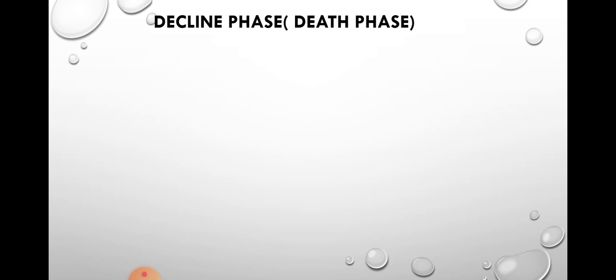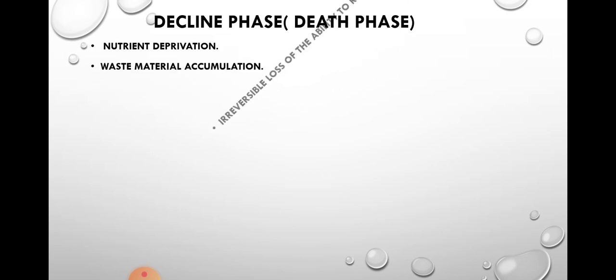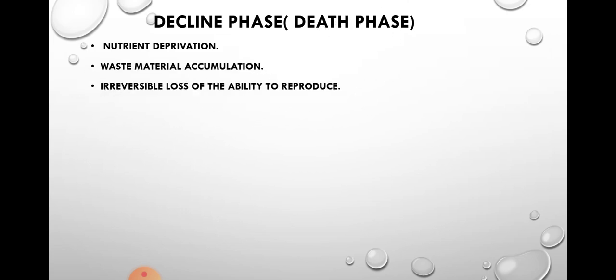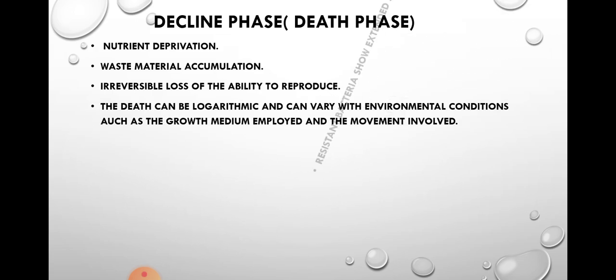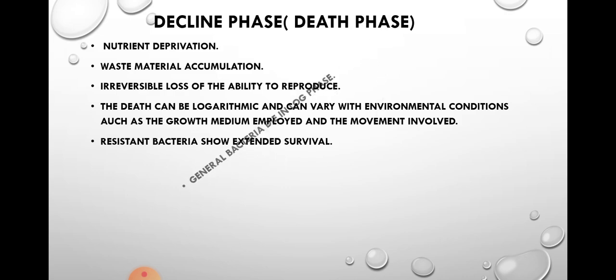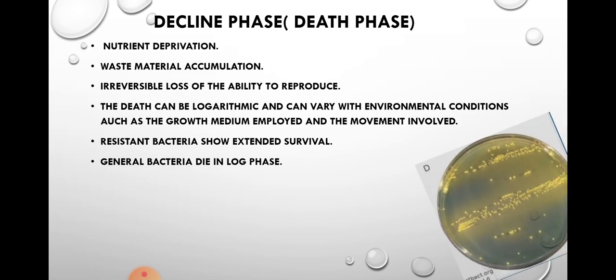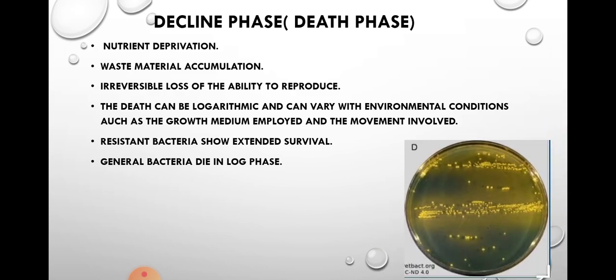Next, we have the decline phase or the death phase. It is the nutrient deprivation phase. Waste material accumulates, with irreversible loss of the ability to reproduce. The death can be logarithmic and can vary with the environmental conditions. Resistant bacteria show extended survival. Generally, a few of the bacteria just die in this phase.